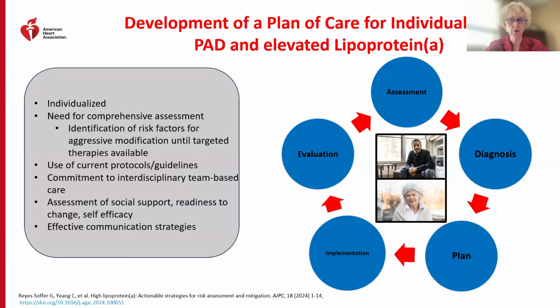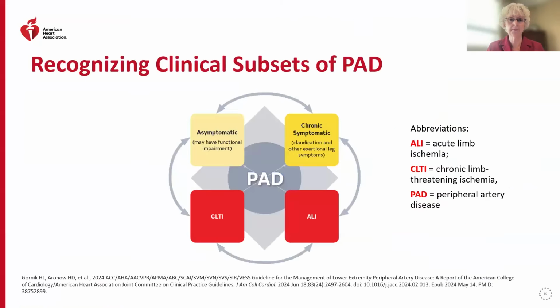And to enhance success in risk factor modification, assessment of a patient's social support system, their readiness to change behaviors, and their self-efficacy, or their confidence to actually follow through on your recommendations, is helpful. And to make all this work, obviously effective communication is key. Now, this slide simply illustrates the subsets of PAD, including asymptomatic, chronic symptomatic, chronic limb-threatening ischemia, and acute limb ischemia. My point with this slide is just to make us all aware that patients will move in and out of different subsets through the course of their disease, and as such, changing their care plan accordingly is going to be a vital thing that we do.